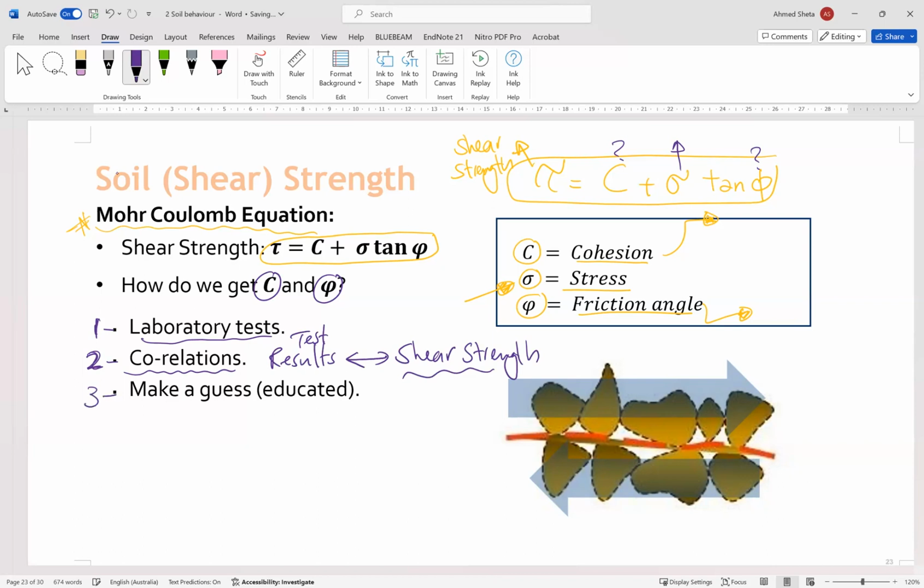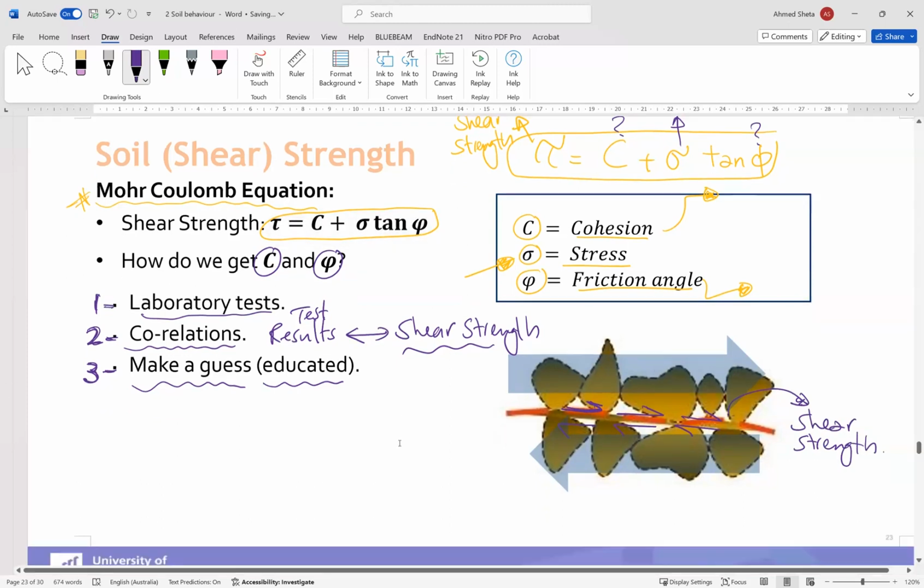And the third one is engineering guessing, or educated guessing. Based on the information we have, we can make some assumption for the shear strength of the soil. On this diagram, this is the shear between the particles, and we are looking at the shear strength of these particles. So this is how the shear strength is calculated.